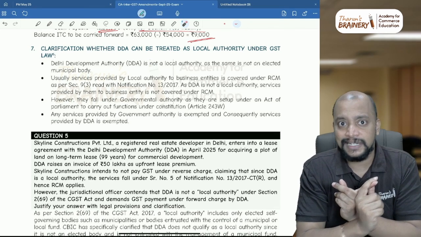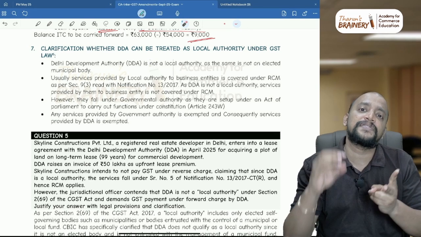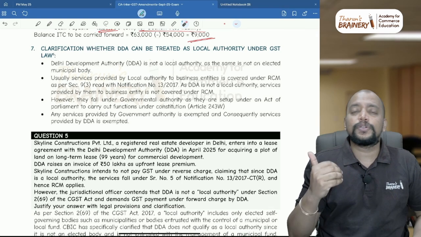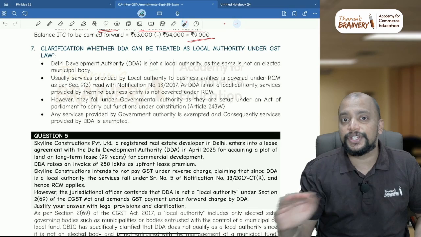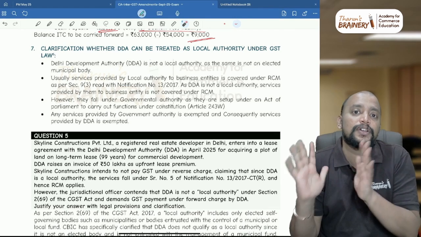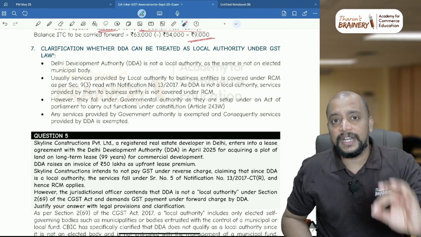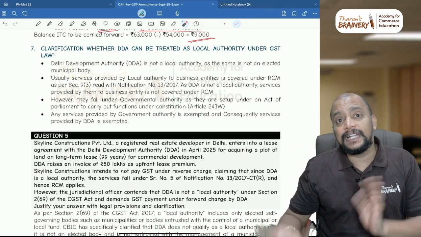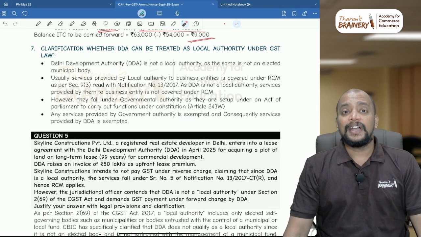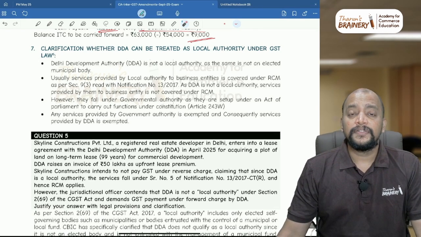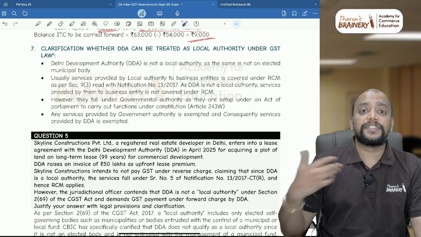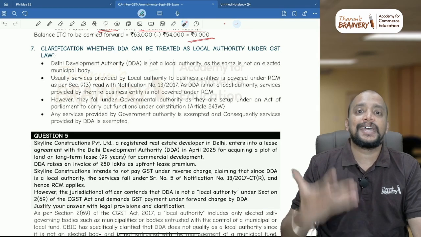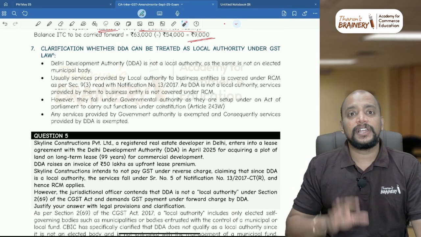Established under an act of parliament or state legislature, or in which the government has invested greater than or equal to 90%, and their purpose is to carry out the functions under the constitution, article 243G or 243W, then it is called a government authority. Whereas local authority is completely different, which is under state government, which takes care of the welfare of the people of that particular locality using the municipal fund or panchayat fund, etc. That is called a local authority.